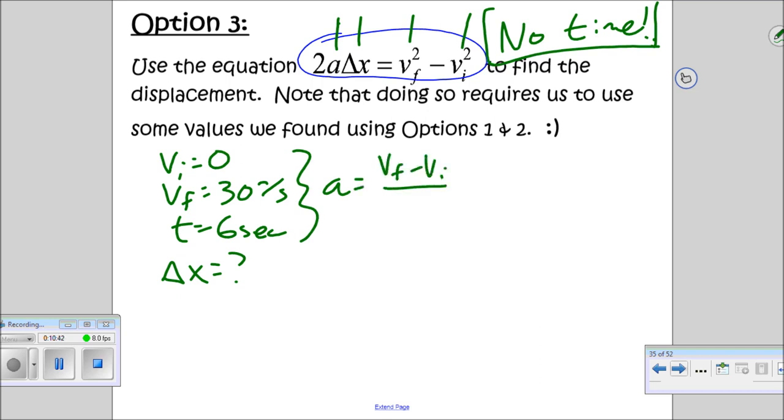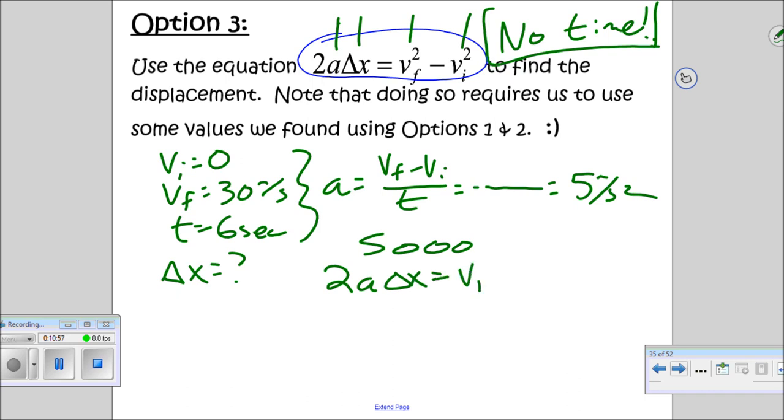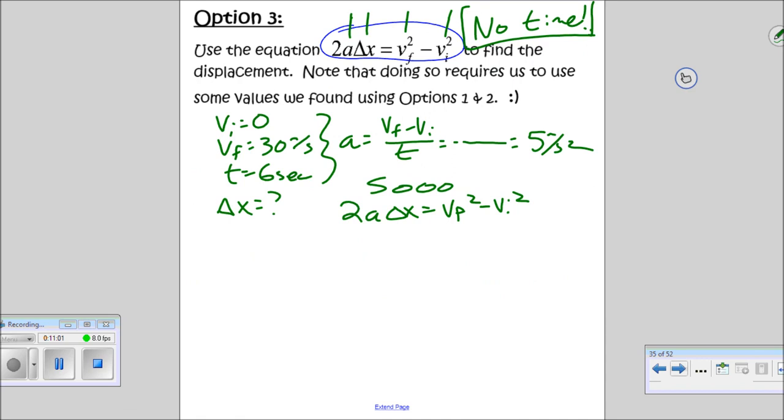So, we already did this, right? We got 5 meters per second squared, just like we did in option 2. So now we can use this to find our displacement. So 2a delta x equals vf squared minus vi squared. If I solve that for delta x, it gives me vf squared minus vi squared all over 2a.